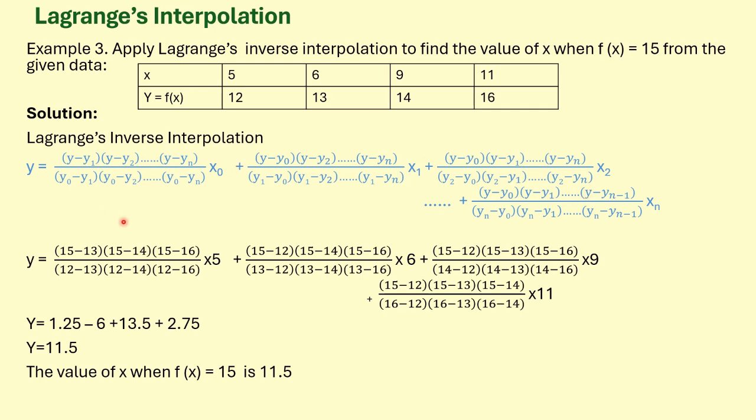Okay, now we'll substitute the values. Here y is the value which is to be interpolated, which is given here as 15. Okay, so now substituting here, y1 is given as 13, y2 is 14, y3 is 16, and similarly here, what is this? y0. y0 is 12, y1 is 13, so 12 minus 13. Similarly, this is y0, y0 is 12 and y2 is 14, and y0 is 12 and y3 is 16.